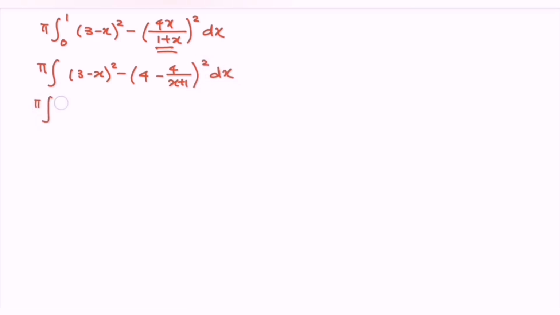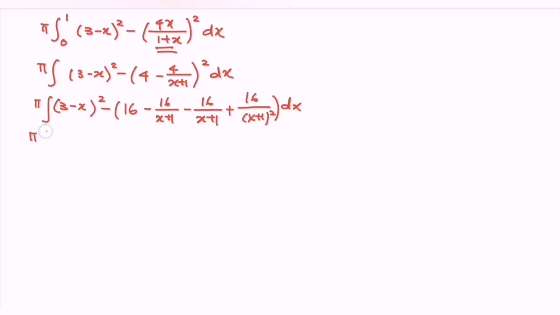Continue. We have pi (3 minus x) squared. Focus on the second part. We have to expand the situation. So we have 16 minus 16 over x plus 1 minus 16 over x plus 1 plus 16 over (x plus 1) to the power of 2, with respect to x. Kindly rewrite the situation: (3 minus x) squared minus 16, and then plus 32 over x plus 1, then minus 16 (x plus 1) to the power of negative 2 dx.